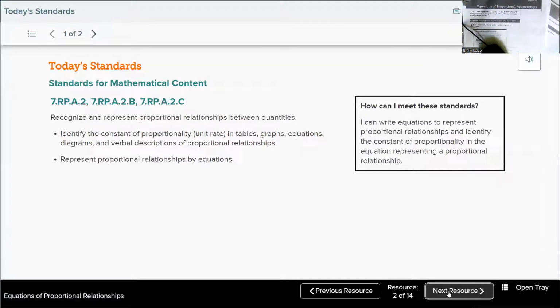All right, so here's our new I can statement. I can write equations, it's right at the top of your packet now. I can write equations to represent proportional relationships and identify the constant of proportionality in the equation representing a proportional relationship. So, in y equals 45x, what do you think the constant of proportionality was? What was constant? x and y might change, but 45 was our constant of proportionality there.